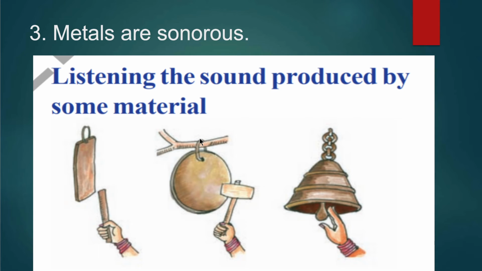Coming to the third property, metals are sonorous. What do you mean by sonority? For example, if you are carrying a geometry box and it falls down, what happens, children? The box makes a ringing sound. That is, it is similar to the sound of a ringing bell. No doubt nowadays we have electric bells in our school, but when we were children, we didn't have electric bells, we had the normal bells, where the peon used to ring the bell.